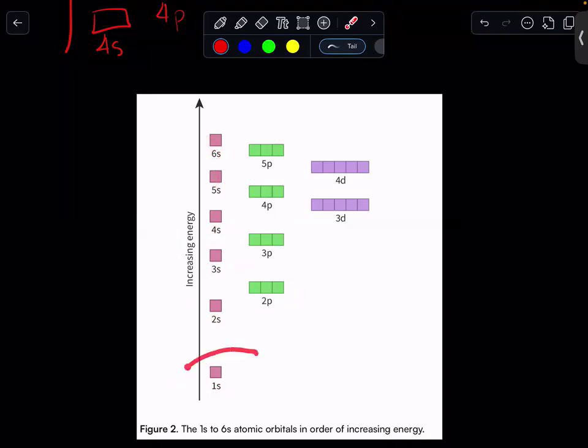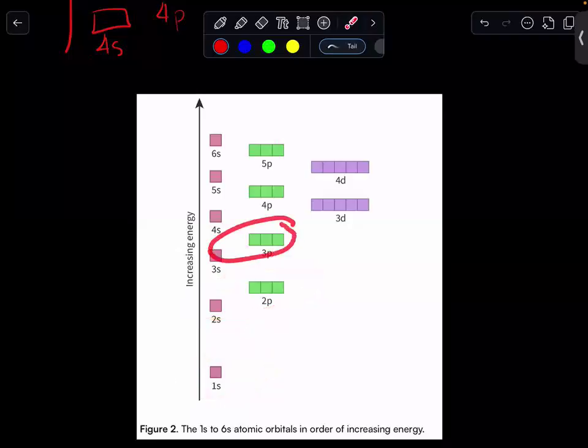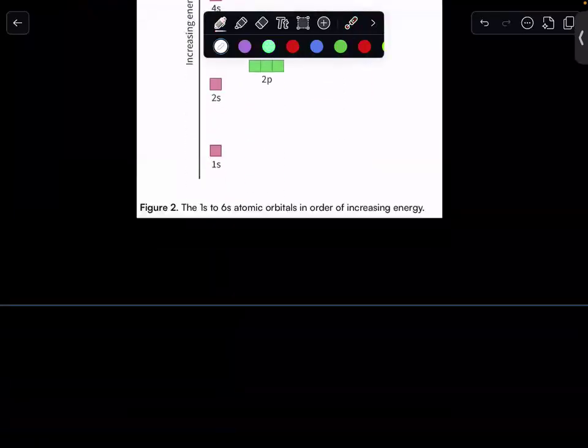Another thing to notice is that 1s is lowest, 2s and 2p are the next lowest, 3s and 3p are the next lowest, but then 4s is actually lower than the 3d. So as we fill these orbitals, we're going to fill 1s, 2s, 2p, 3s, 3p, 4s, 3d, 4p, 5s, 4d, 5p, 6s. So we're going to fill orbitals going from lowest first, and 4s will have lower energy than 3d. So let's just clarify those points.